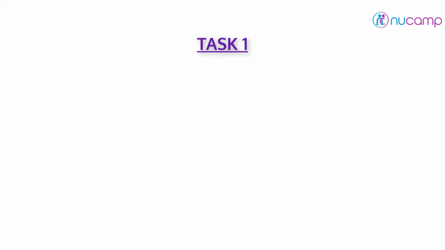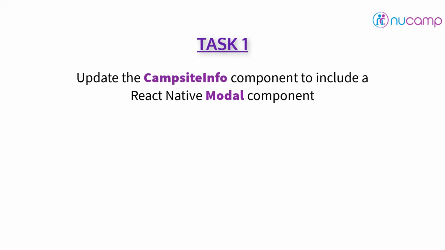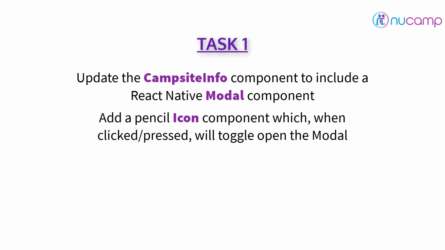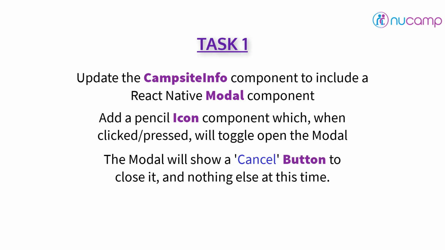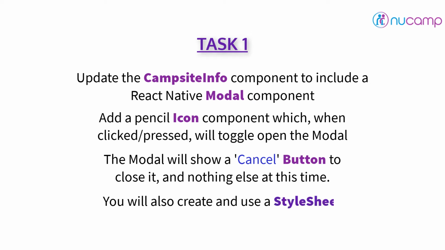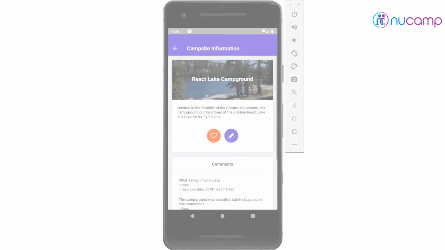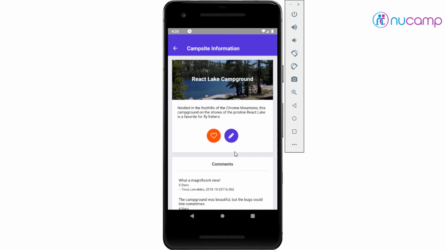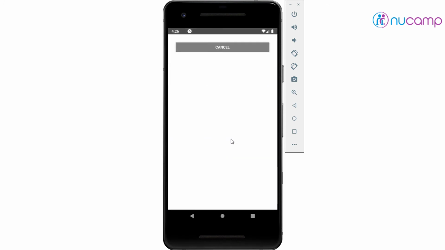For task 1, you will set up a modal using the React Native modal component inside the campsite info component. You will add a pencil icon, which when clicked or pressed, will toggle open the modal. The modal will show a cancel button to close it and nothing else at this time. You will also create and use a style sheet. At the end of task 1, your app will look and behave like this.